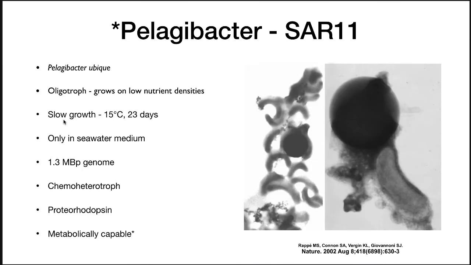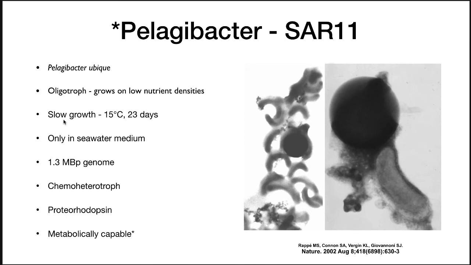Pelagibacter was previously called SAR11 before it was isolated. Giovannoni's lab since isolated that organism in 2002, and here's what they found. The species name is Pelagibacter ubique. It is an oligotroph that grows on low nutrient densities, and that may be one of the reasons previously it was difficult to isolate. It has slow growth. At 15 degrees is optimum growth temperature. It takes 23 days.